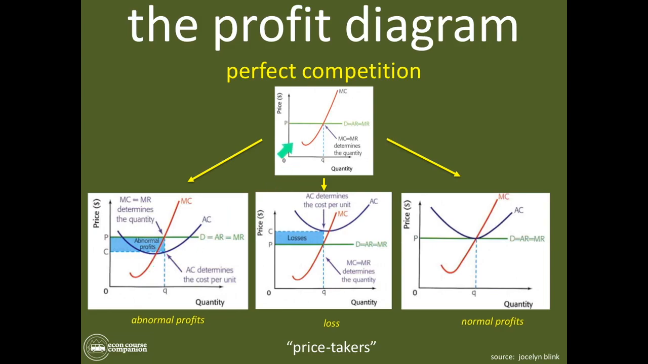So if you just take this base diagram and draw your AC curve below price, where it intercepts not the marginal cost curve, but this point right here, this quantity of output below price, then that's all going to be abnormal profit. That's easy. Okay, well, what if it asks you for a loss?